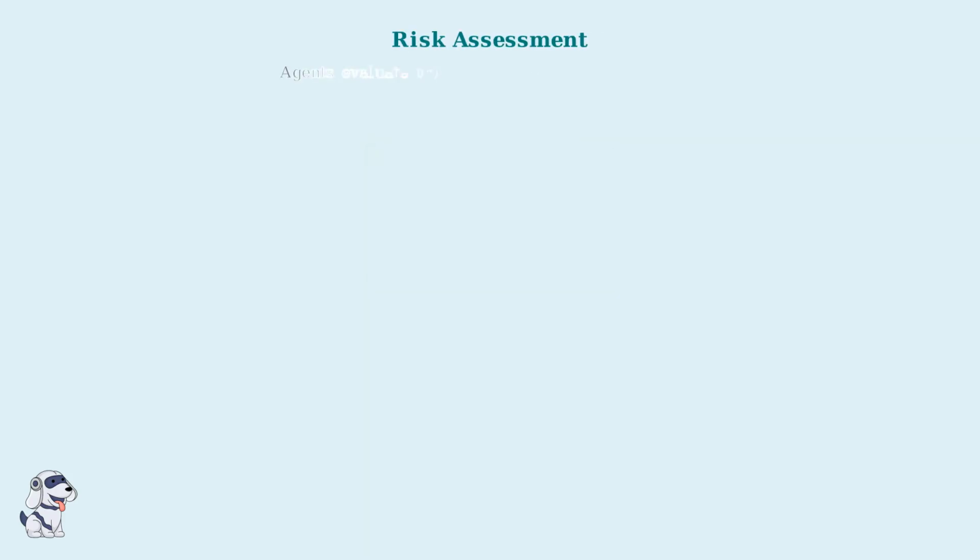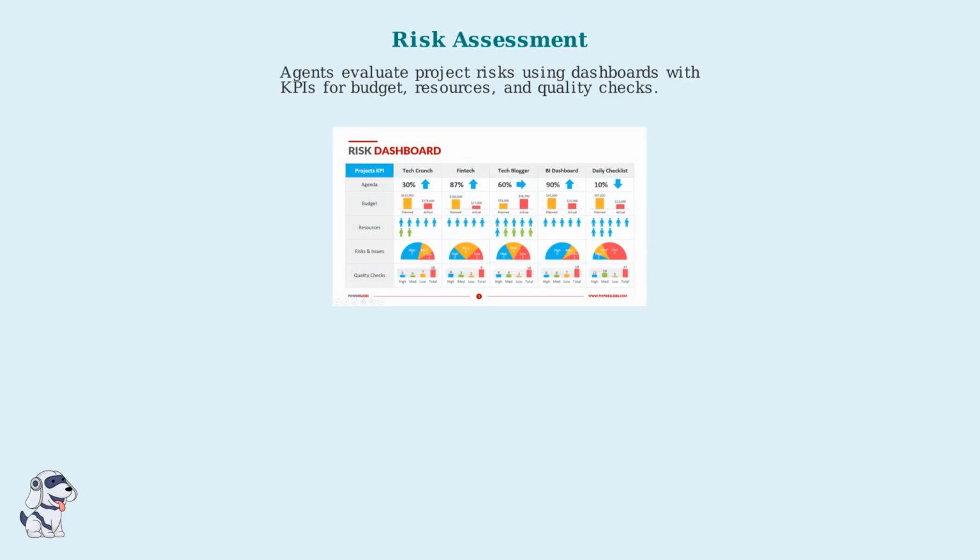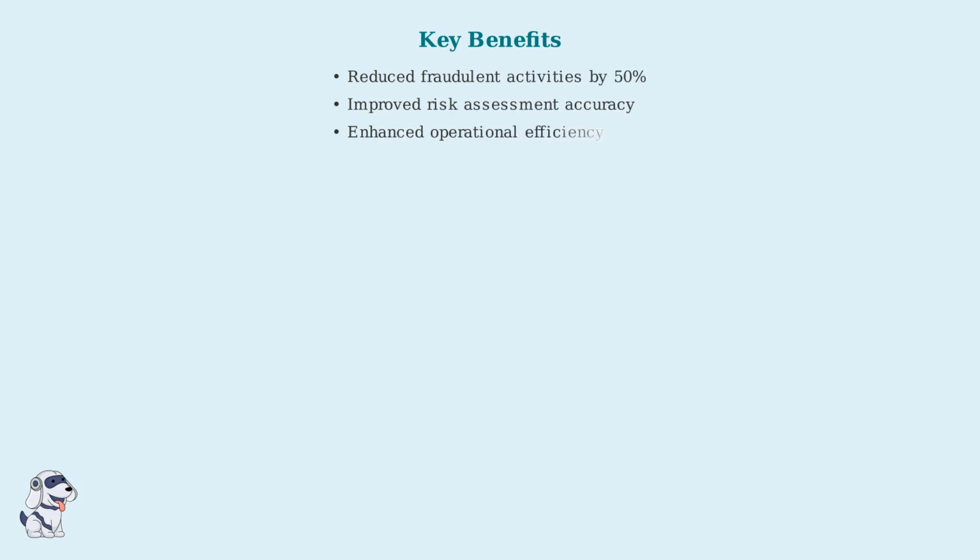For risk assessment, AI agents analyze presentation slides with budget comparisons, resource icons, risk pie charts, and quality bar graphs. This provides accurate evaluations of financial health and operational risks. Overall, AI agents in financial services deliver significant benefits, including a 50% reduction in fraudulent activities, more accurate risk assessments, and greater operational efficiency across fraud detection, transaction analysis, and trading.